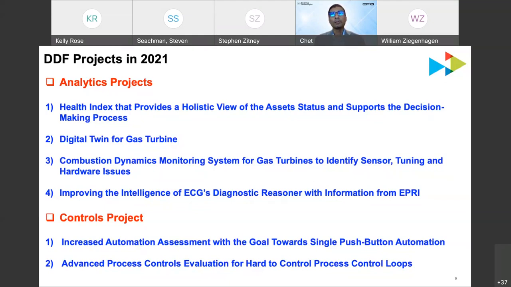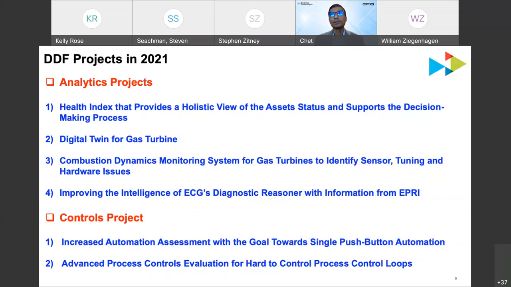So we are working with EPRI to develop digital twins for gas turbines, and also a combustion dynamic monitoring system to identify sensor tuning and hardware issues on gas turbines. So that's mainly the second and third project we have under the digital demonstration facility.